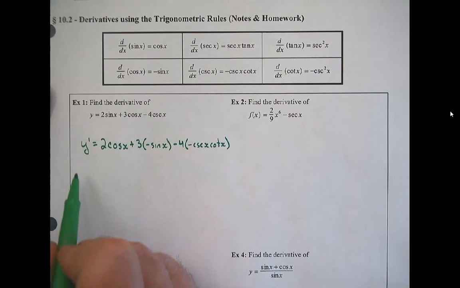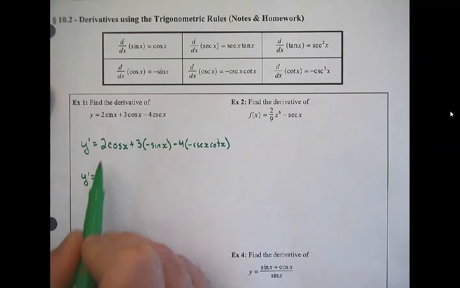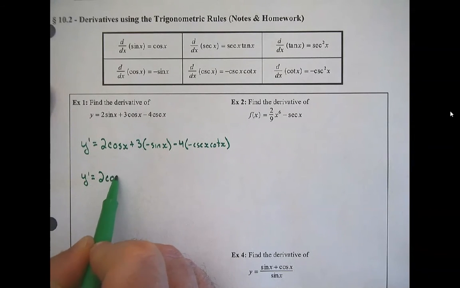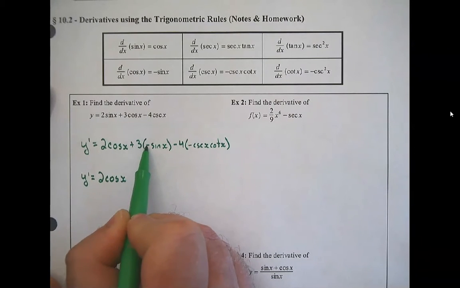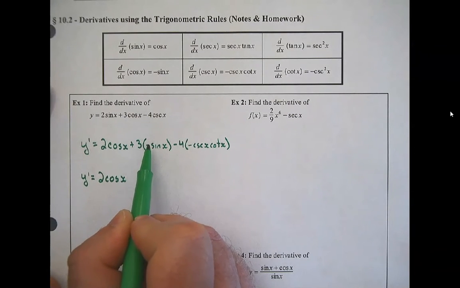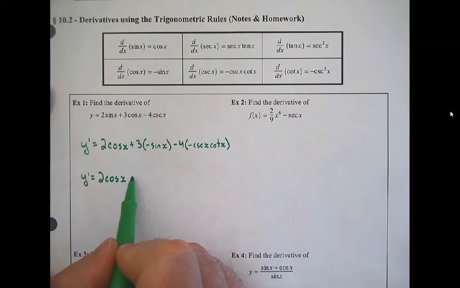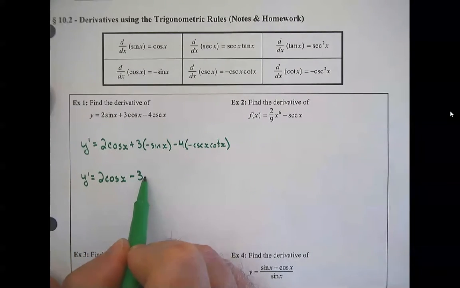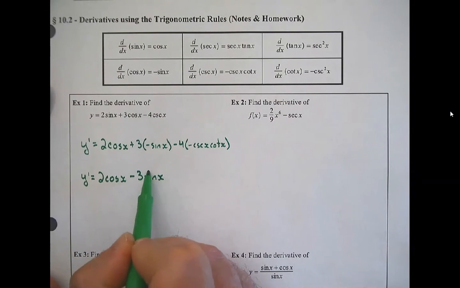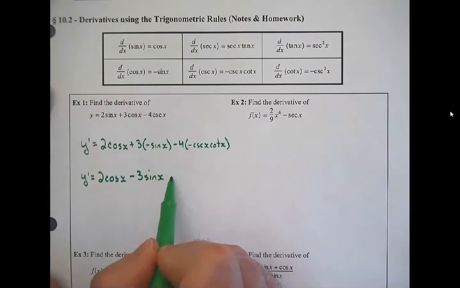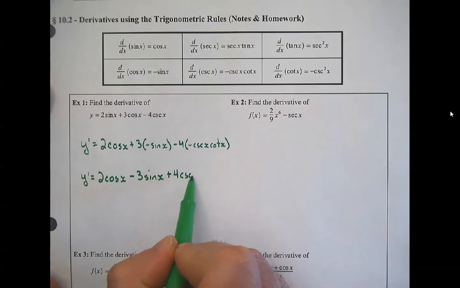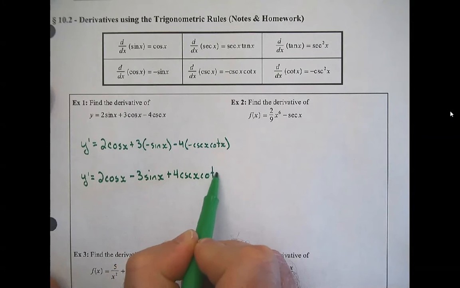Let's see if we can put some stuff together. Y prime equals 2 cosine of x is as nice as it's going to be. 3 times a negative 1, right? That's a negative 1 coefficient, so I can put those together. That would be minus 3 sine of x. And then we've got the same thing here. A negative and a negative make a positive 4 cosecant of x, cotangent of x.